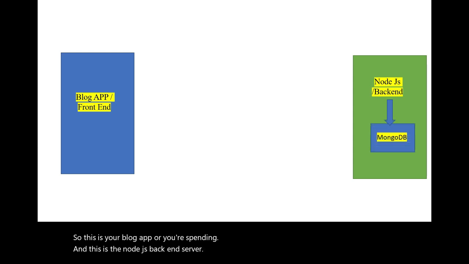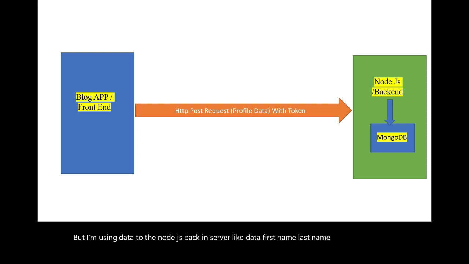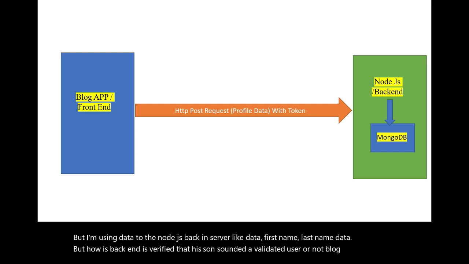The Node.js backend server is connected with MongoDB. At that time we will send data to the Node.js backend server, like while creating a profile page we will send the data like first name, last name and all the profile related data to the backend. But how will this backend verify whether it's coming from a validated user or not? I mean, whether the user is logged in with the blogger or not. How will the backend verify that?